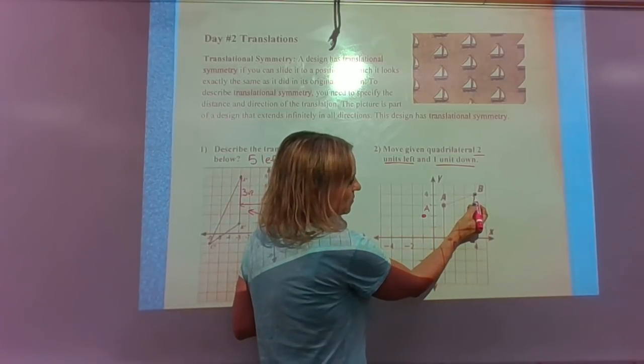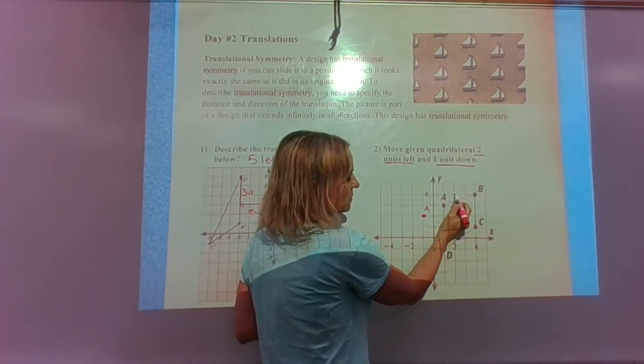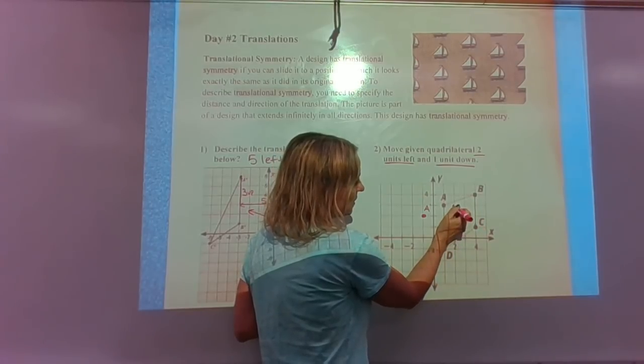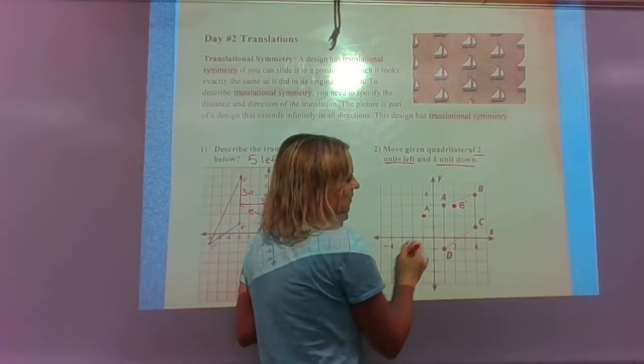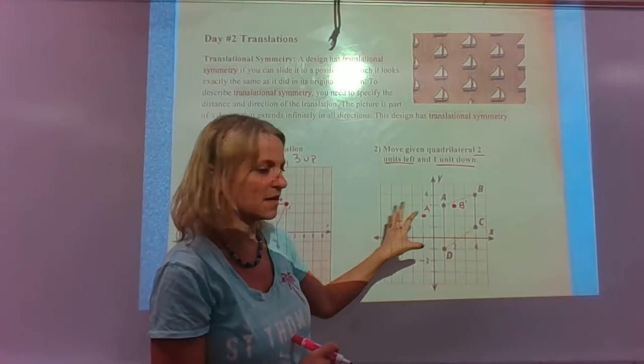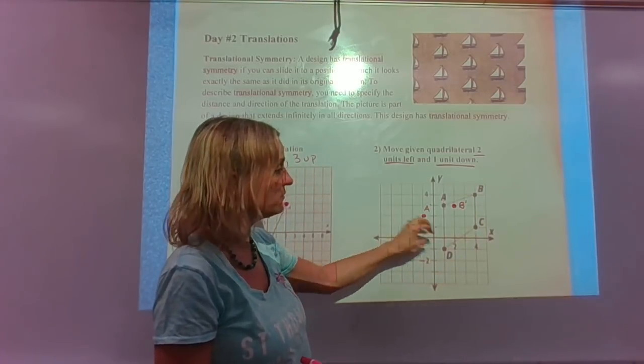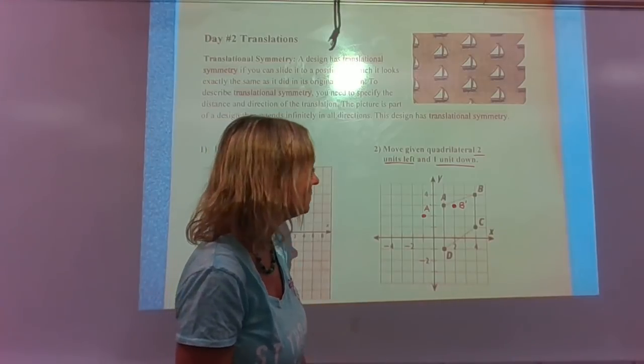And then my B. Go 2 to the left, 1, 2, and 1 down. There's my new B prime. Now you might be noticing, well, that looks a little weird. It's inside the other one. Well, sometimes if it doesn't move very much, it might overlap with the original.